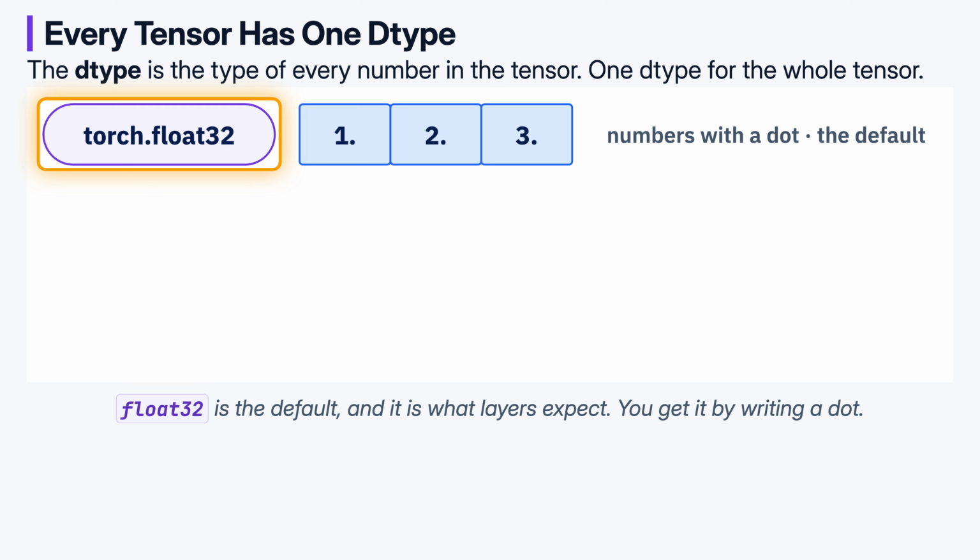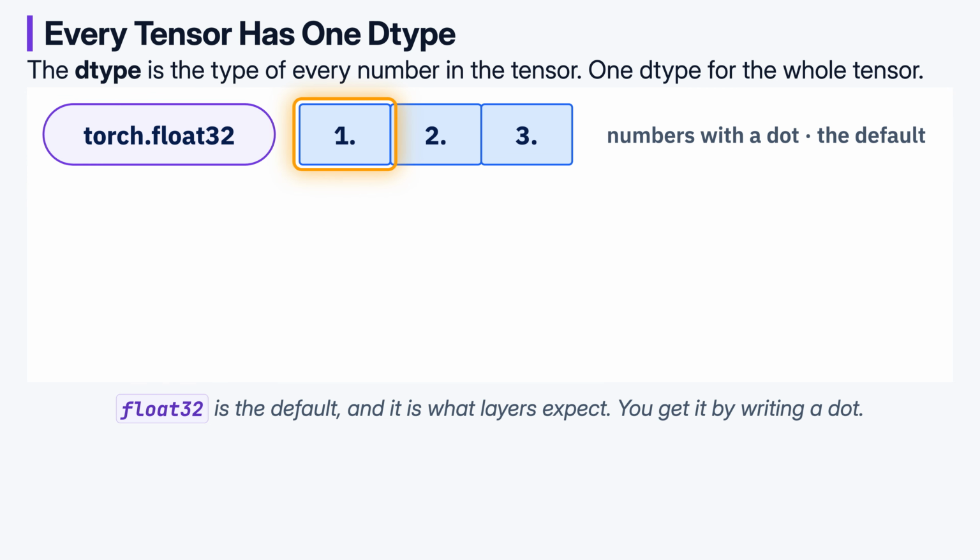Now the Dtype. The shape tells you how many numbers there are and how they're arranged. The Dtype tells you what kind of number each one is. The Dtype is the type of every number in the tensor. One Dtype for the whole tensor, not one per number.